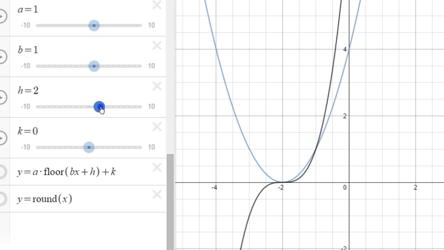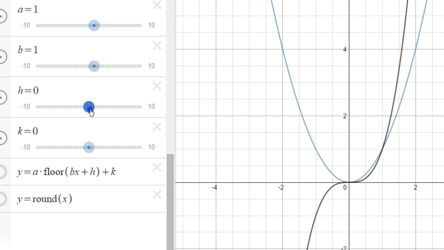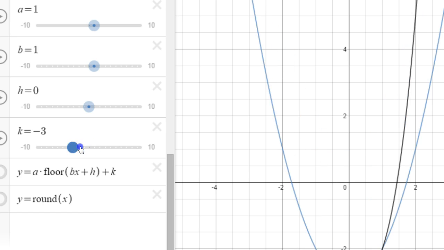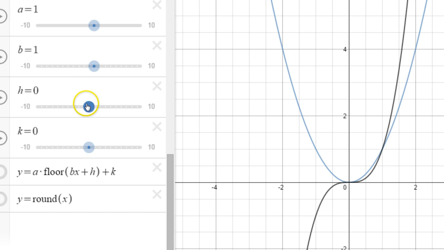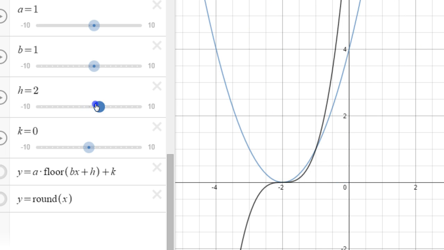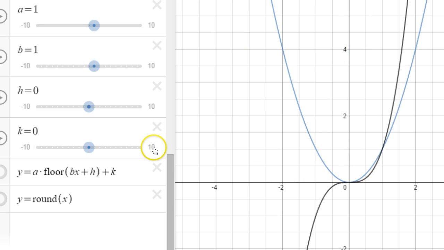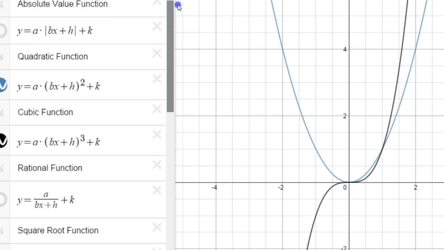Same with the h's, they'll move it left and right, backwards to what you know, and the k's will move it up and down. On the h's, be careful when you're moving them. Make sure you graph it to double check to make sure it matches the information that you need. Okay? So that's it for that part.